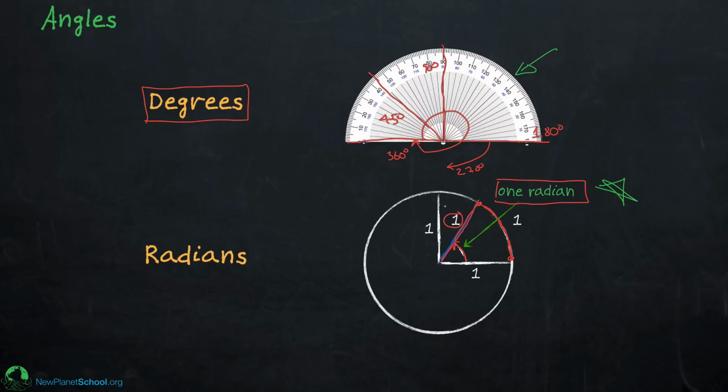Let me give you an interesting example. Suppose this has a radius of 1 and we go all the way around. How many radians would that be? If this is 0 radians and I go all the way around, how many radians is this? We're going to talk about this shortly, but keep it in mind: how many radians as you go all the way around would be equivalent to 360 degrees? Let's figure that out.